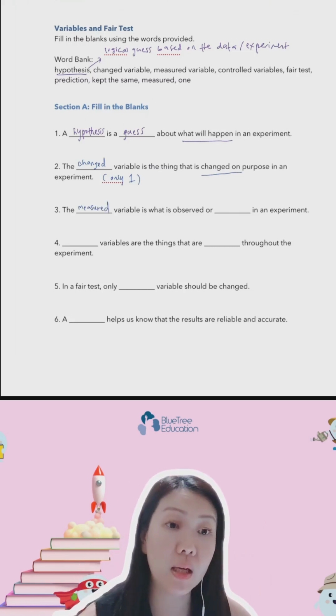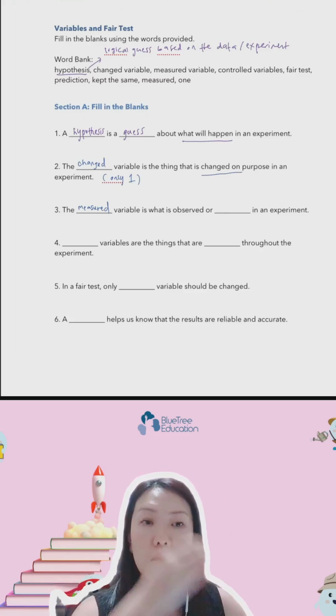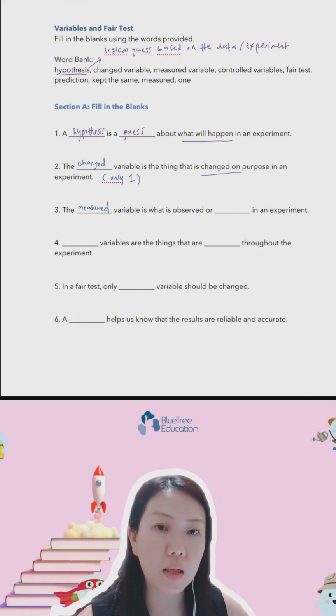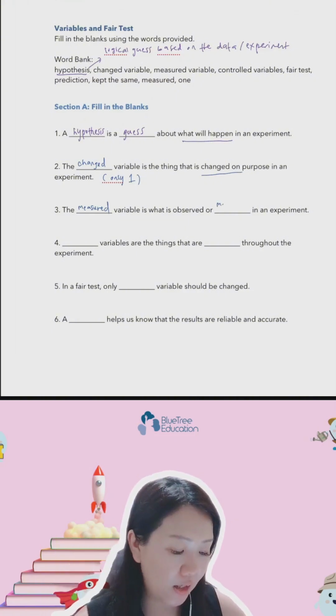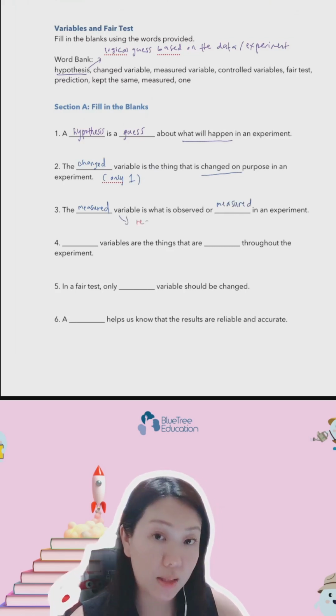These are really very common in PSLE, correct? The measured variable. The measured variable is what is observed or measured. Yes, very good. Now, oftentimes the measured variable is also the one that gives you the results.